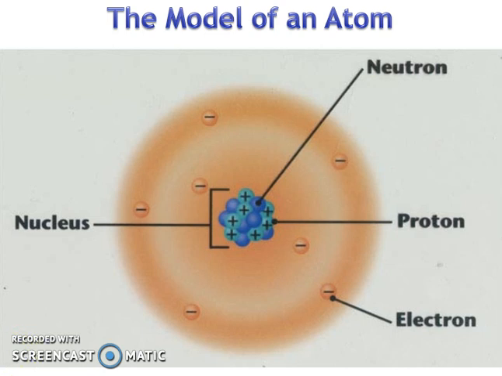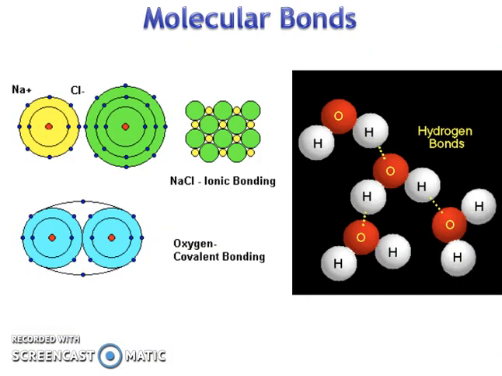Let's now talk about how atoms can combine in different ways to form molecules. When atoms come together, they can form molecular bonds. These molecular bonds can be of a variety and different sort. We can see covalent bonds in some molecules, ionic bonds in other molecules, and hydrogen bonds in still other molecules. Let's talk about each one of these.